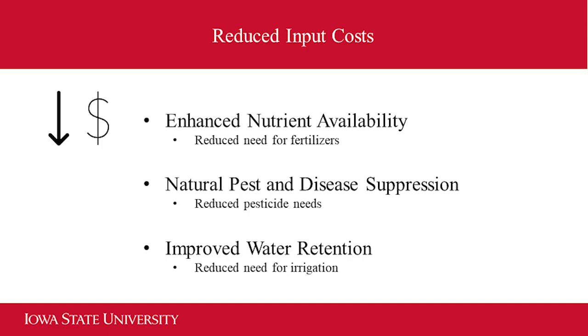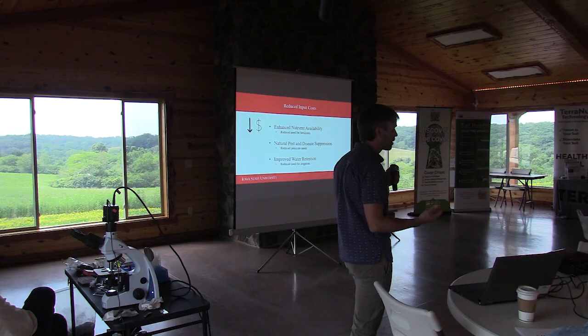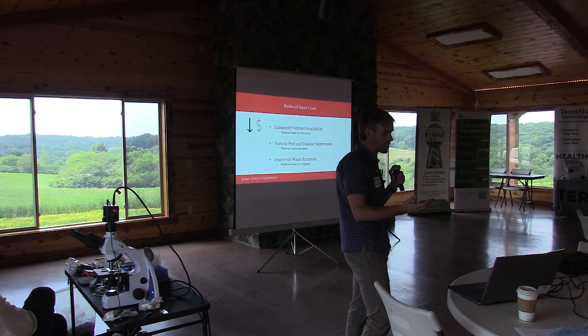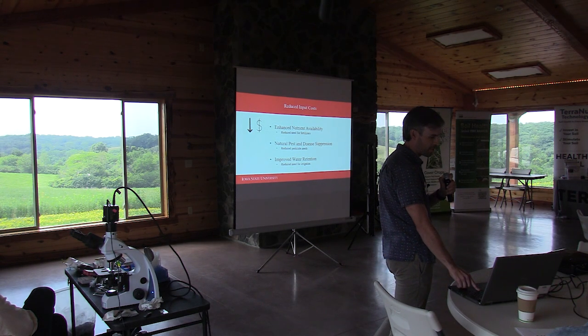So yeah, I just mentioned all the ways, right? Enhanced nutrient availability, maybe less fertilizers. More disease resistance and suppression, reduced pesticide needs. Improved water retention, maybe reduced irrigation or a more resilient cropping system through periods of drought.